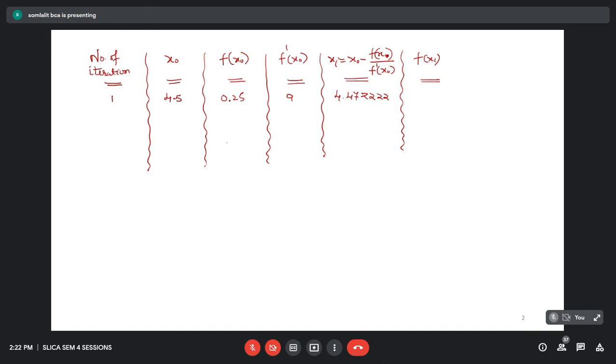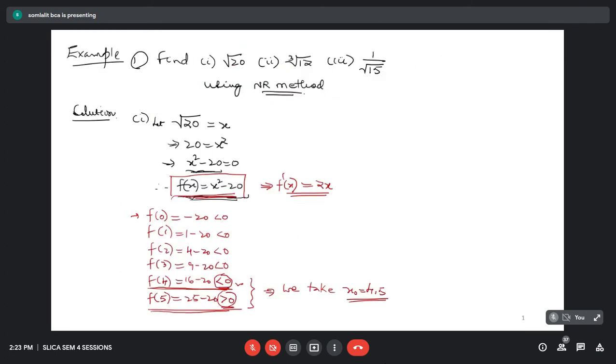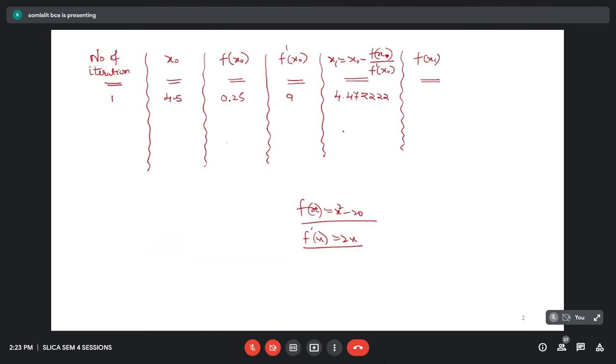Now you will put this value in the function. What's the formula for the function? You know, x square minus 20. So I'll square this expression minus 20. Your f x is x square minus 20, and this is f dash x. Just look at the previous slide, you will realize. What is f x? x square minus 20. And what is f dash x? 2x. Okay. So here let's put 4.47222 in the function and minus 20. What will you get, see?